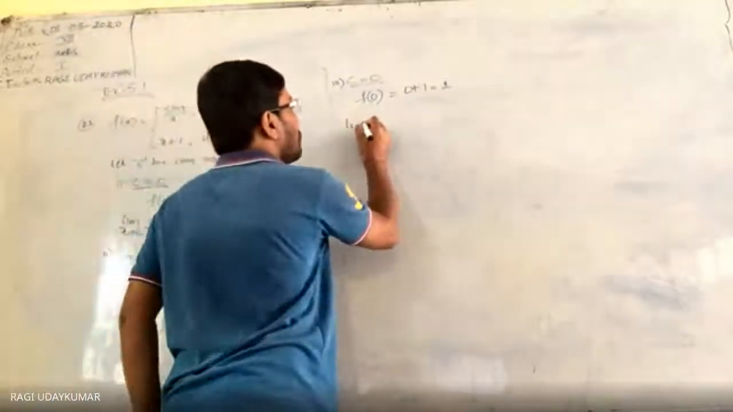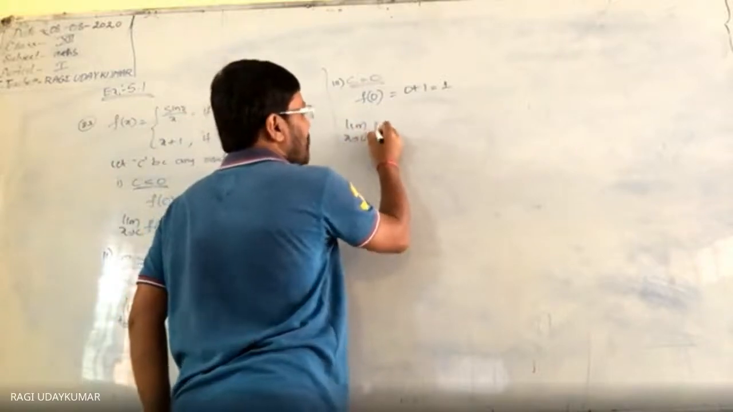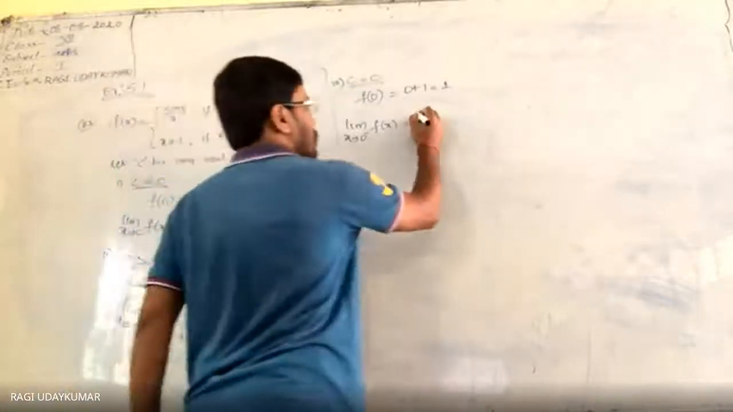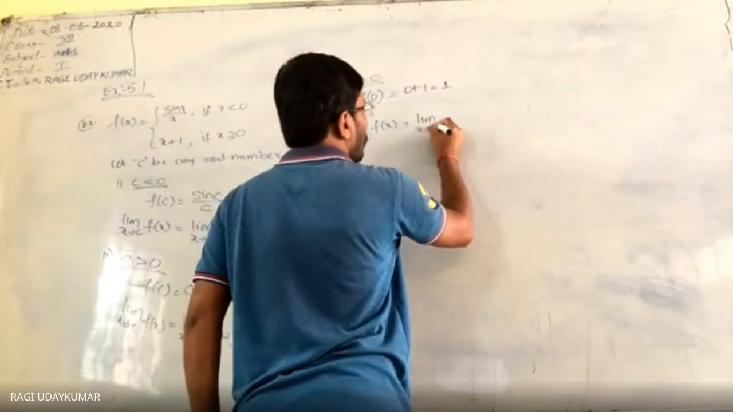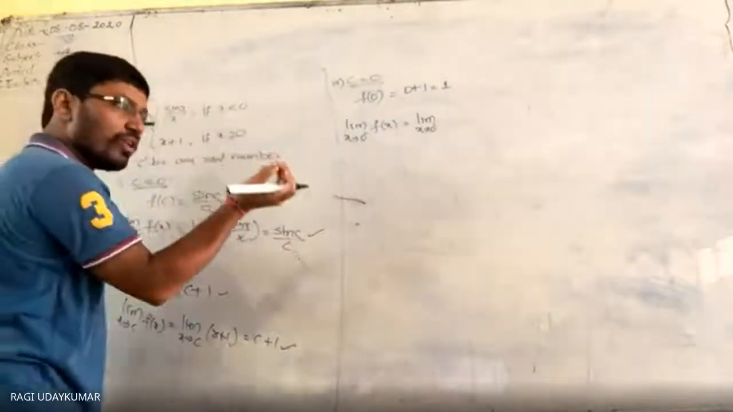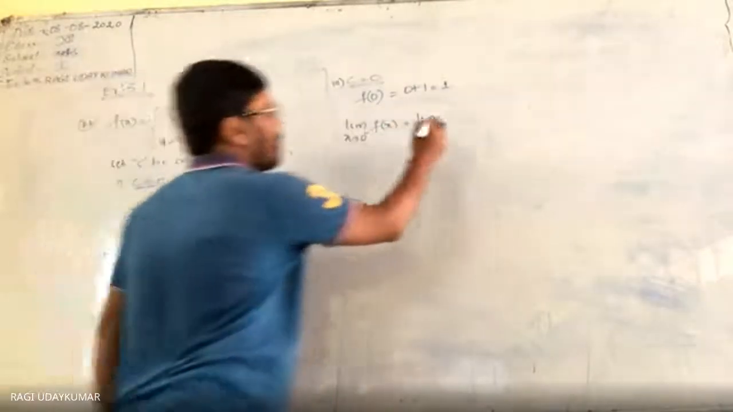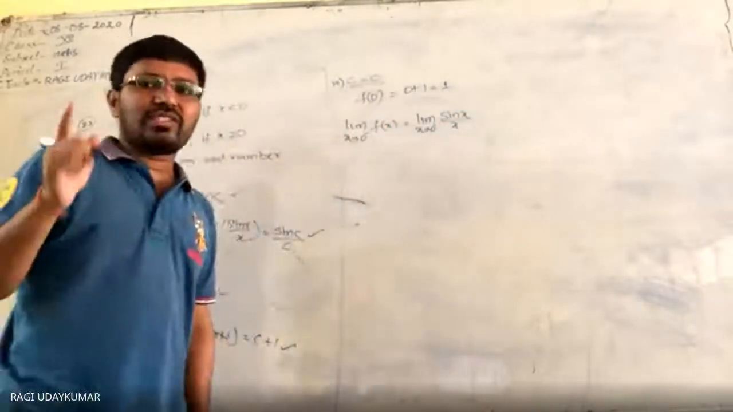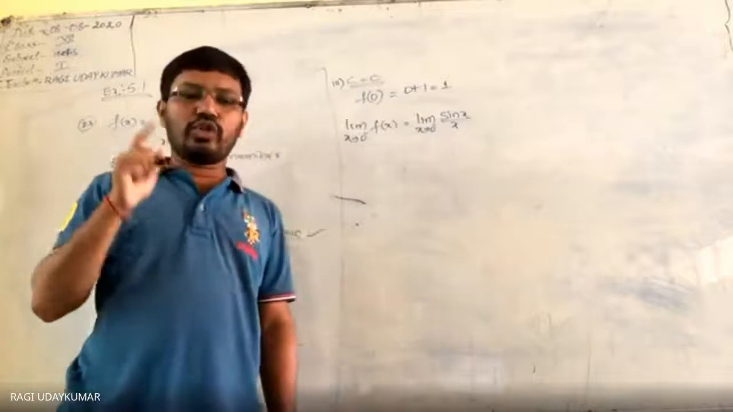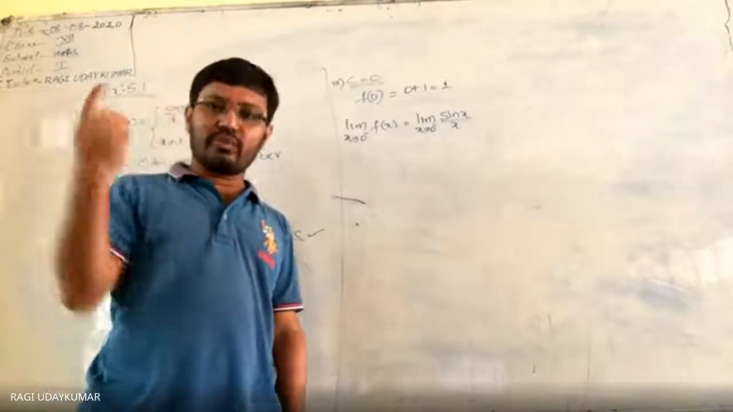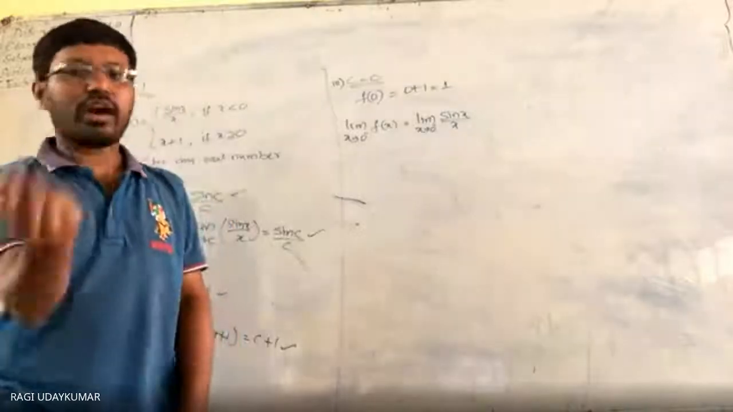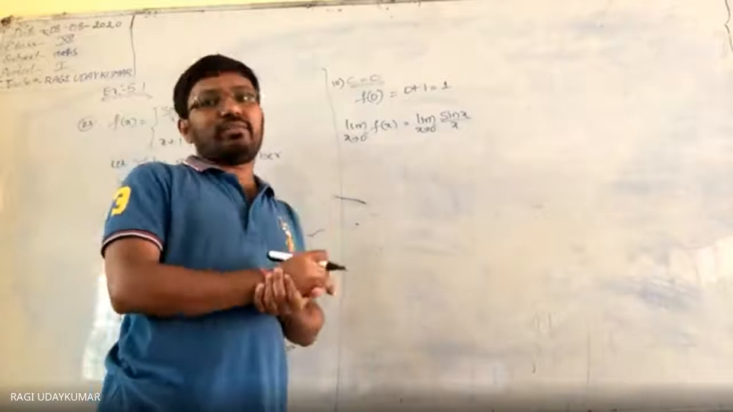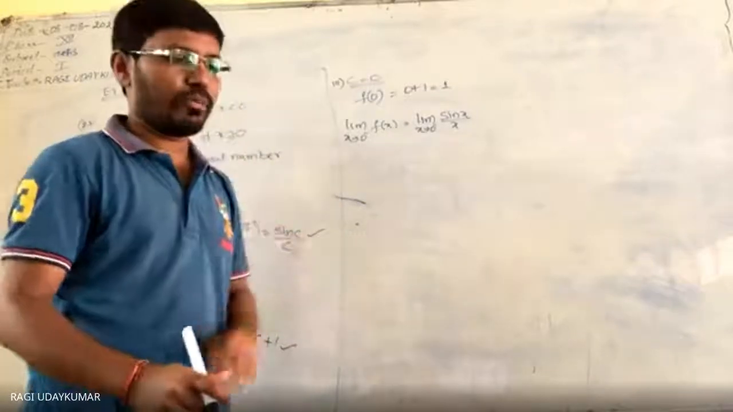So left hand limit means limit x tends to 0 minus of f of x. Limit x tends to 0 minus means a little bit to the left side of 0. So that means here you are going to use sin x by x. Just now I told you, there is a standard limit formula that limit x tends to 0 of sin x by x is equal to 1, which we proved in the 11th standard. It takes time to prove it now; it can be proved using the sandwich theorem, which we used to prove it.